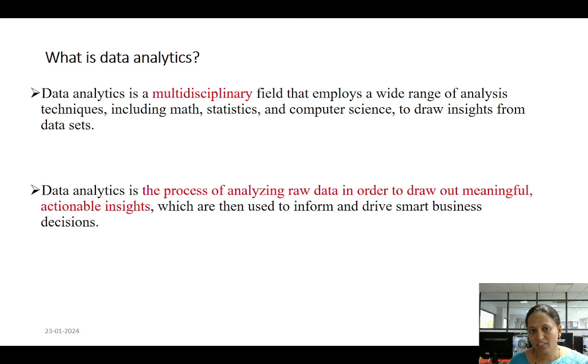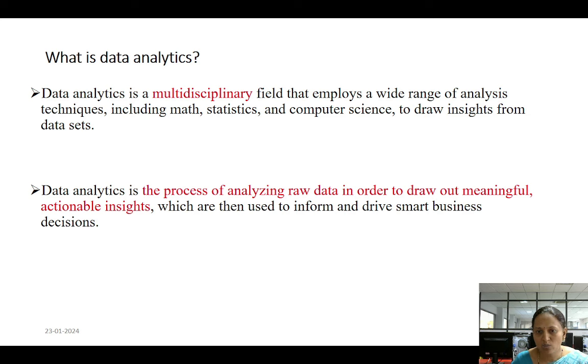Once we collect the raw data, we need to filter it and analyze it using many of the tools available. Analyzing the raw data is an important task because we cannot take all the collected data, which is in the form of a huge collection. So we need to analyze it and filter it out to take only the data which is required for us. The process of analyzing the raw data is a very important part of data analytics.